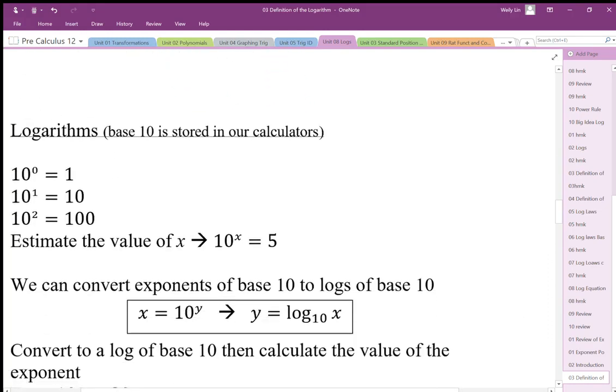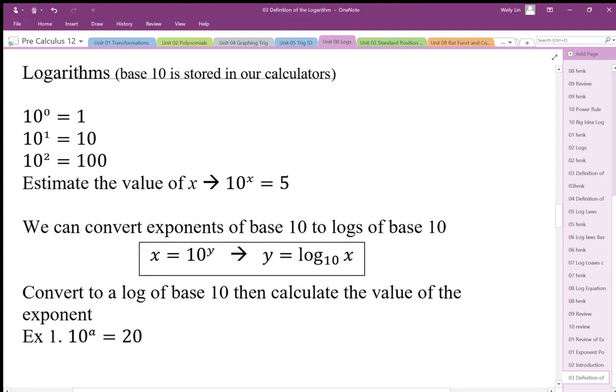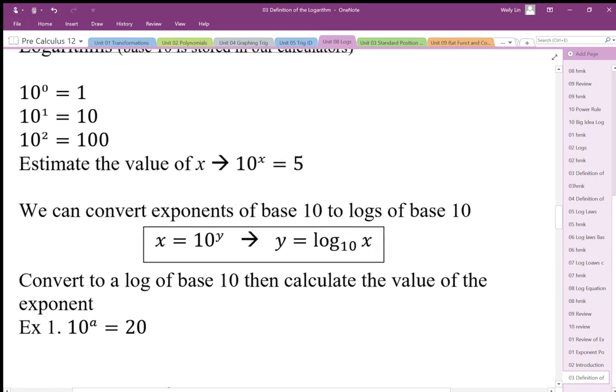So when we have base 10, we count in base 10, and base 10 is useful. It's not the best base, but this is what's stored in our calculator. We do count in base 10, so we want to be able to use base 10, and we're going to use our calculators to do this, okay, because the calculator has this built in.